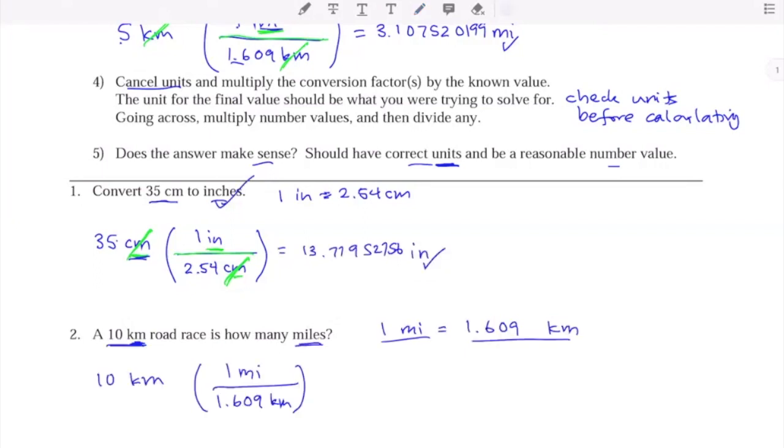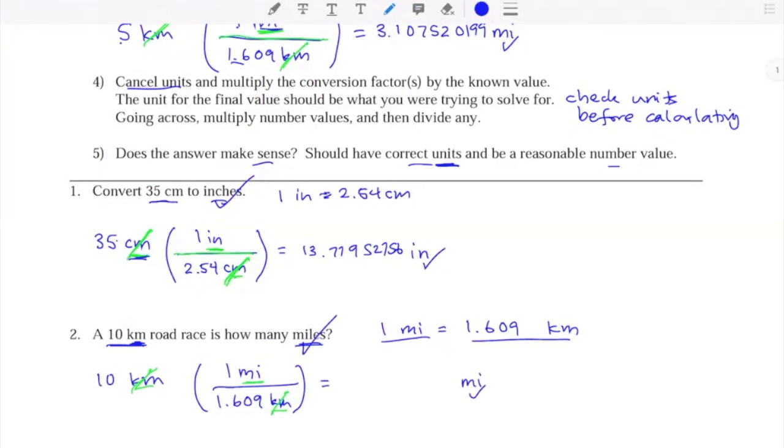So that was the goal, is to cancel km, numerator here, denominator there. So that'll be canceled, and the units that remain are miles, mi. So this is the units we're trying to solve for. So you have an equal sign, leave some empty space for the number, and you have miles. Once the units check out, you can go to the calculator.